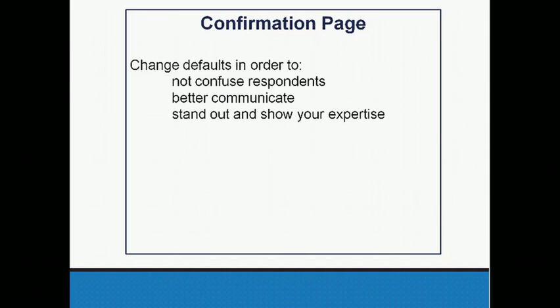So in summary, what we want to do on the confirmation page is get rid of those defaults, those traps that are built into your survey tool. Look through it as if you are a respondent. Is there anything confusing, like you click submit as if you're done with the survey and you're on some other company's home site? Is there a way you can better communicate with people by putting something on the confirmation page that lets them know that they're done and how to contact you and more information?